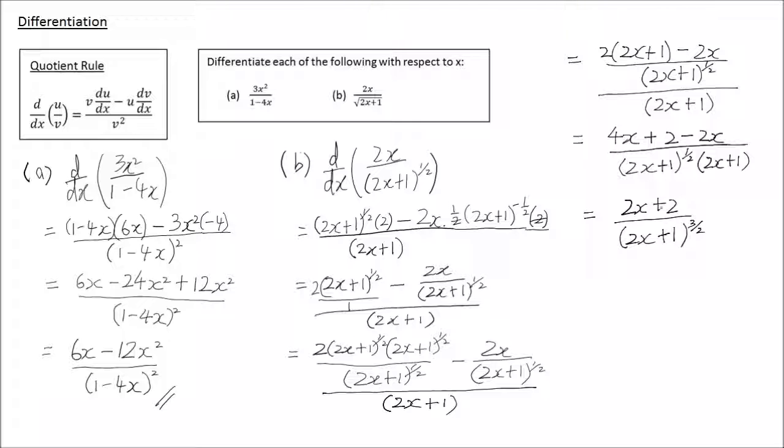Or the answer can be rewritten in this way. 2x plus 2 over 2x plus 1 cubed, and the whole thing is square root. So you can leave your answer this way, or it can be rewritten this way.